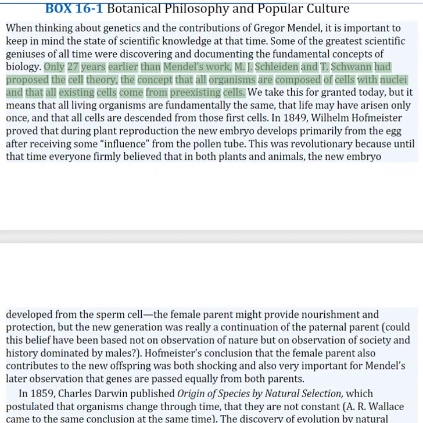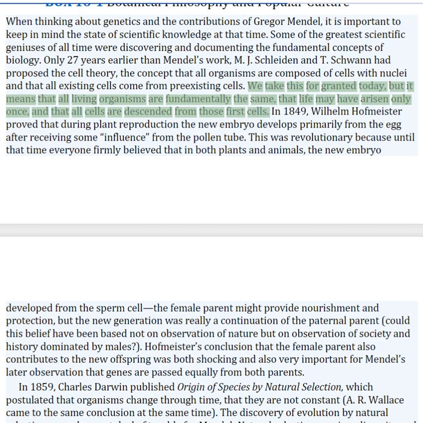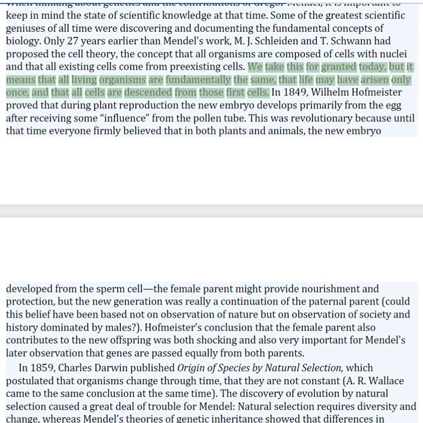Only 27 years earlier than Mendel's work, M. J. Schleiden and T. Schwann had proposed the cell theory, the concept that all organisms are composed of cells with nuclei and that all existing cells come from pre-existing cells. We take this for granted today, but it means that all living organisms are fundamentally the same, that life may have arisen only once, and that all cells are descended from those first cells.